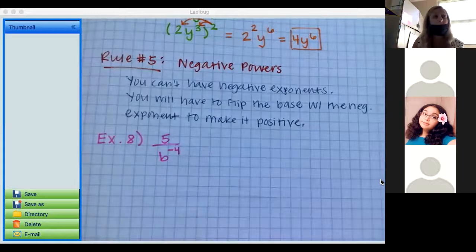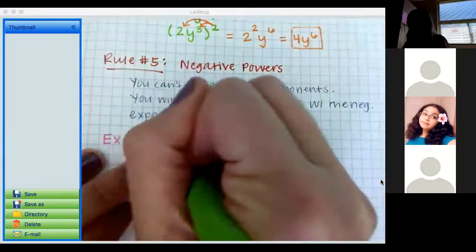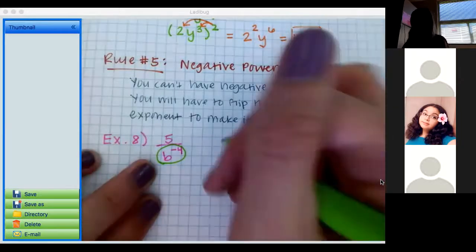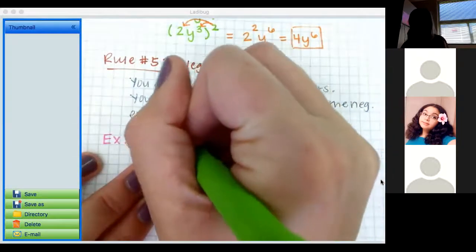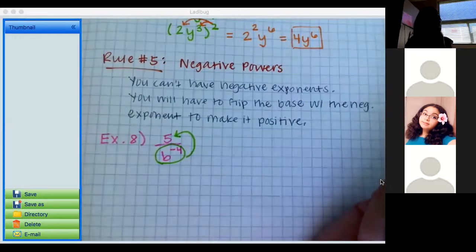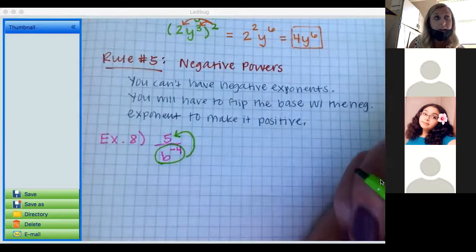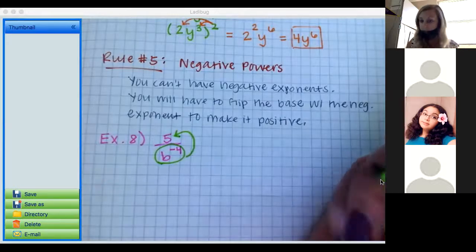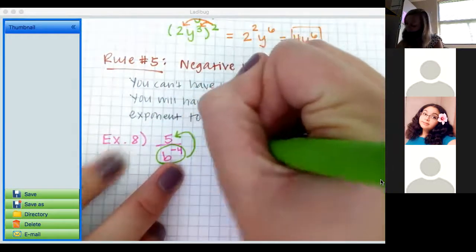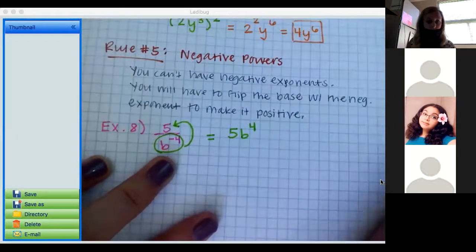You're just gonna rewrite it so it's not negative anymore. So does everybody agree this is the part that's negative, the b to the negative fourth? Okay, I'm going to flip it and put it in the top now. And when I flip it to the top, it is no longer negative. It's the opposite of negative, which is positive. So this is kind of like when we did perpendicular lines. I'm gonna bring that b up to the top, and now the 4 is positive.